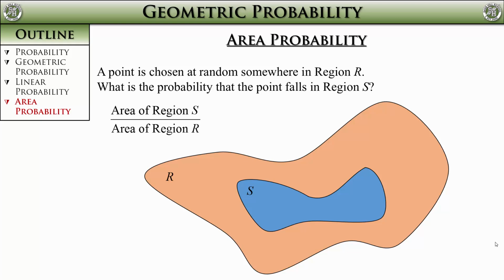That is all there is to geometric probability. You are simply building the same kinds of fractions that you have been doing with probability from before. Target over total.